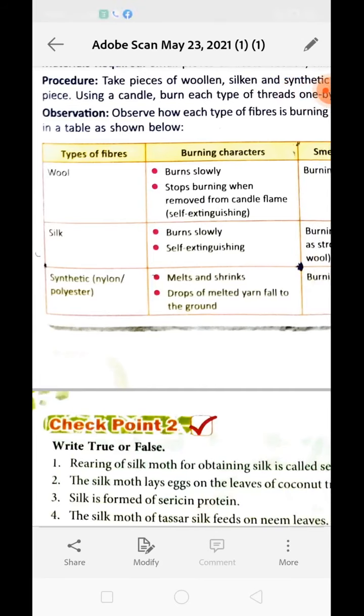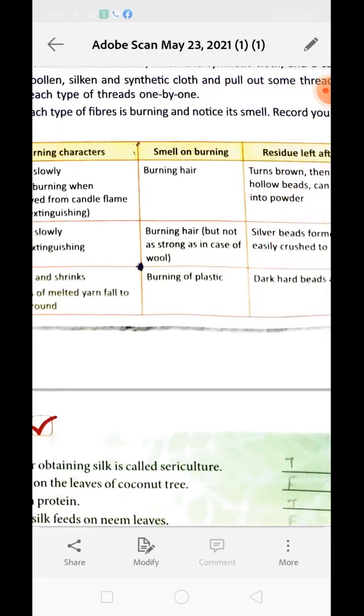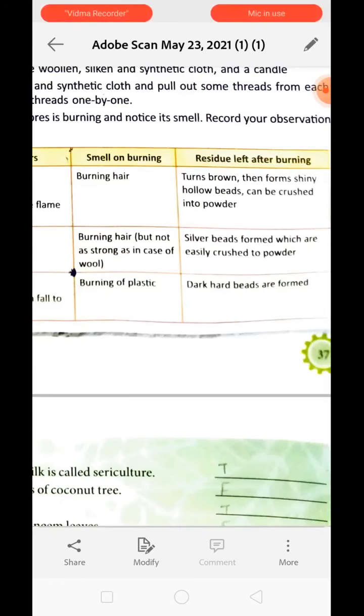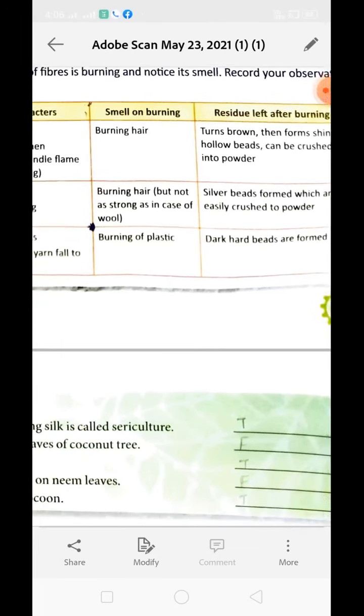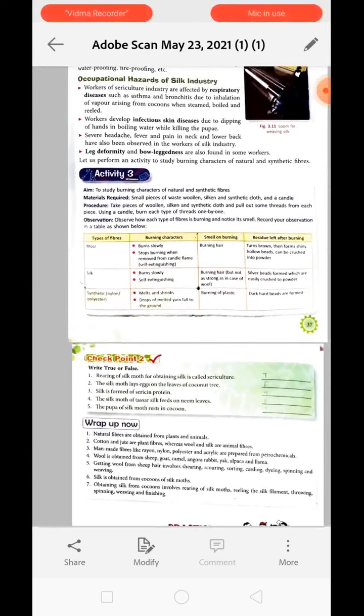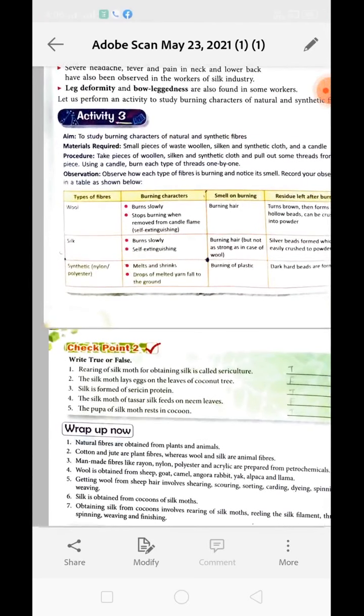You can see, even droplets of melted yarn fall to the ground, and when it burns it will give you a smell of burning plastic. And in this case, after burning the synthetic cloth, you can have hard beads which are not going to get crushed very easily. Okay, these are the burning characters of natural as well as synthetic fiber.